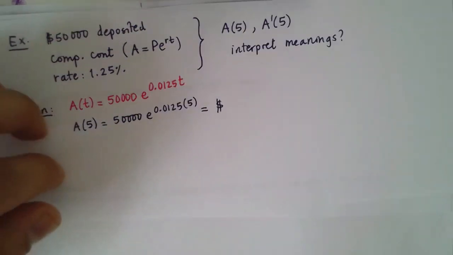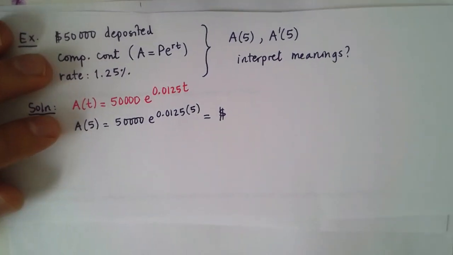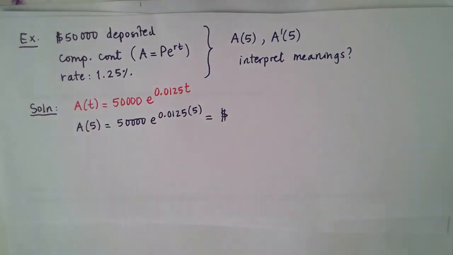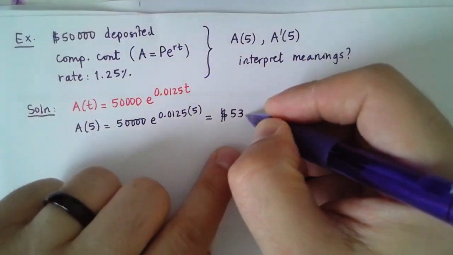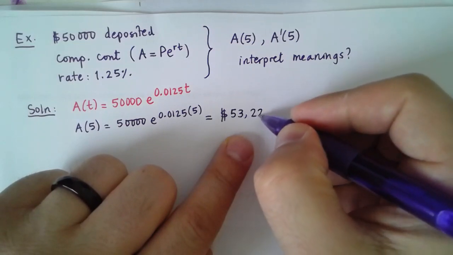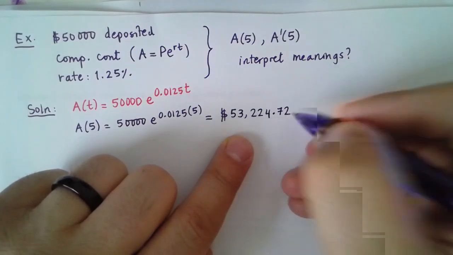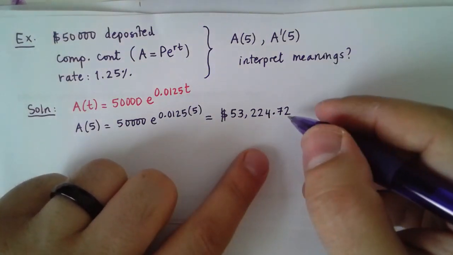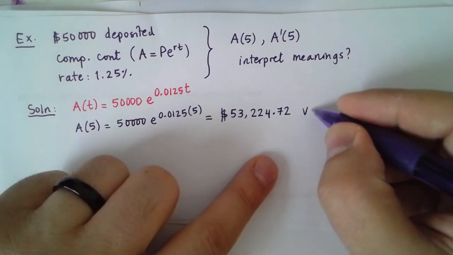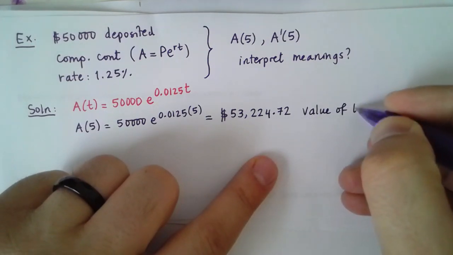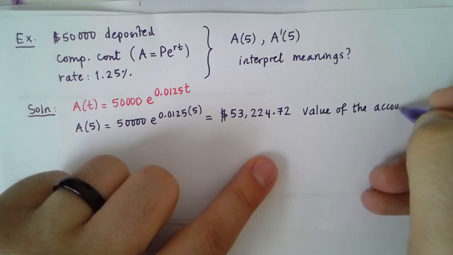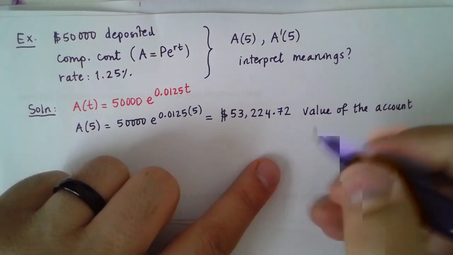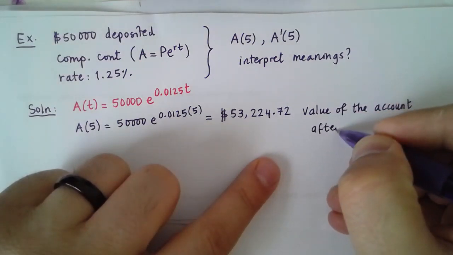You can use the basic calculator with the exponentiation tool, and the answer you will get is $53,224.72. This one is basic level: you just plugged in 5, so you get the value in your account after 5 years. Sometimes you say future value, sometimes it's just the value after 5 years.